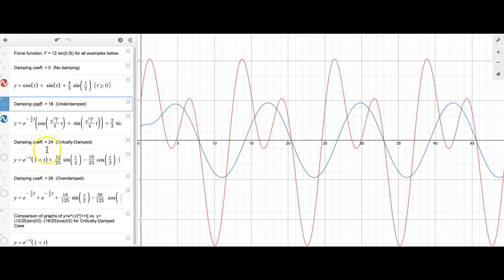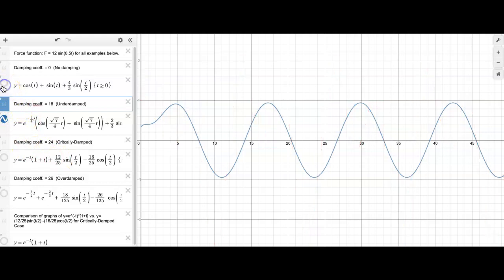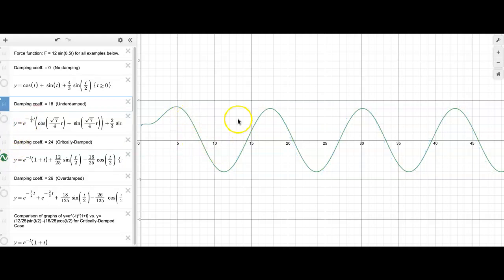Okay. Now, in the case of it being critically damped, if we look here, we notice that it is getting kind of close to it, and it should be acting that way since 18 is relatively close to 24. So we see that this is what it's going to look like when it's critically damped.